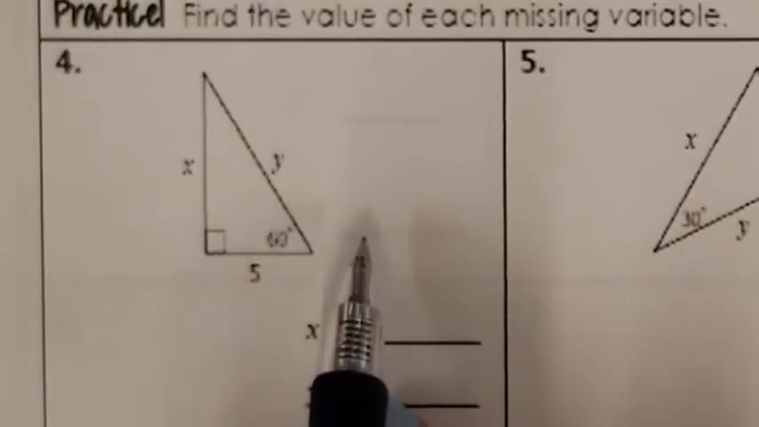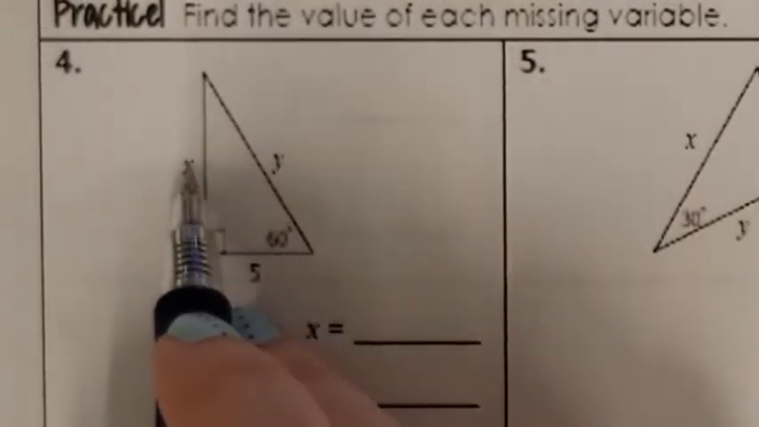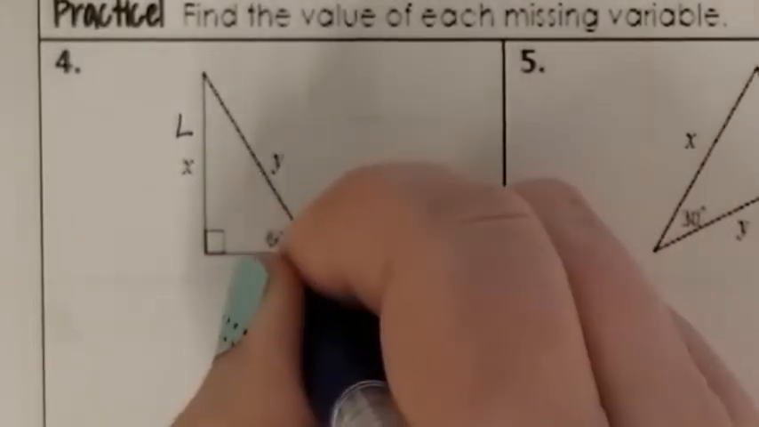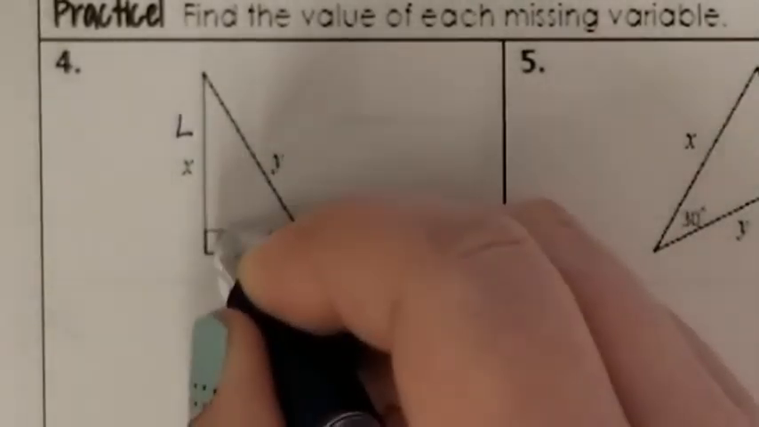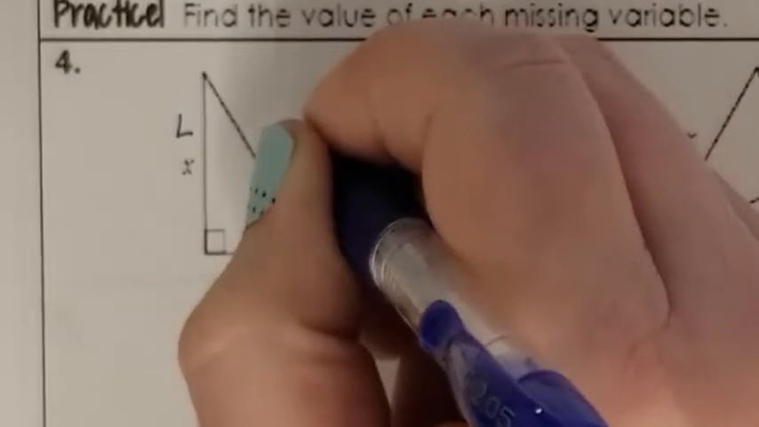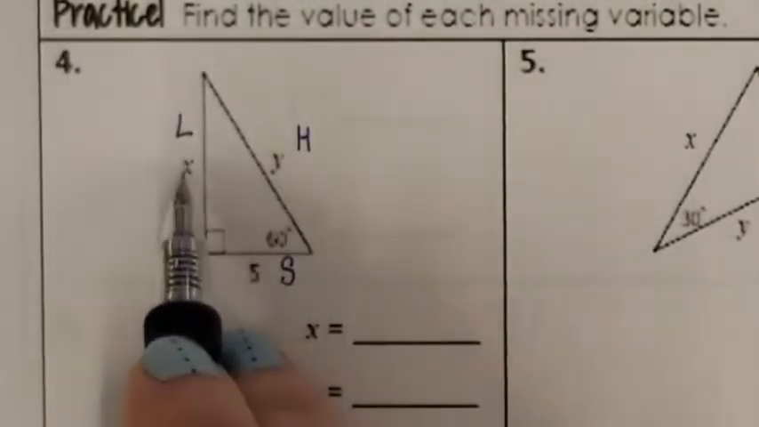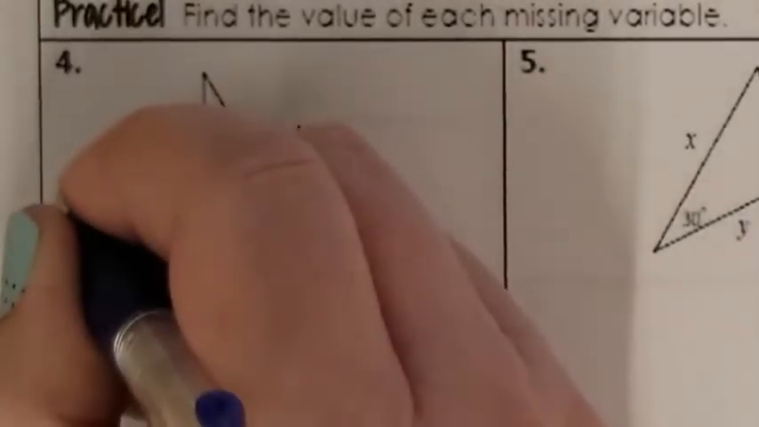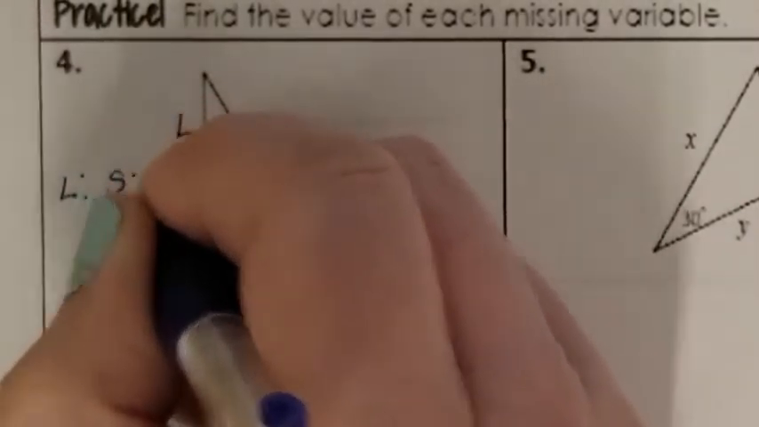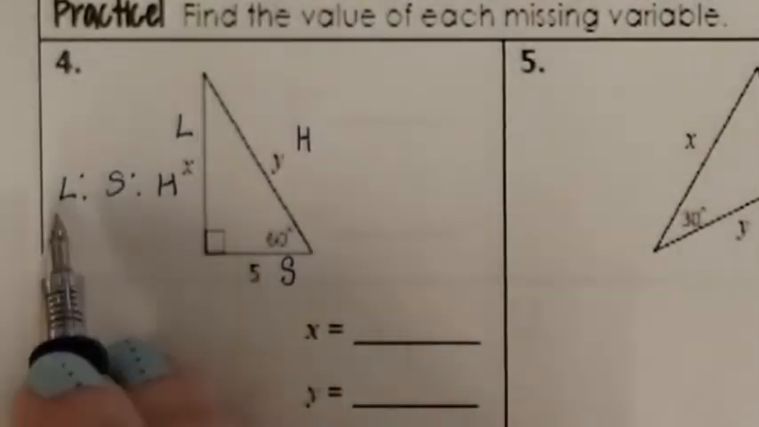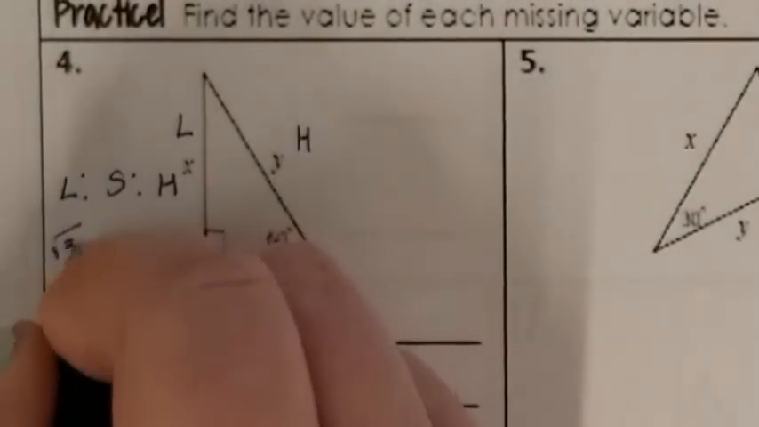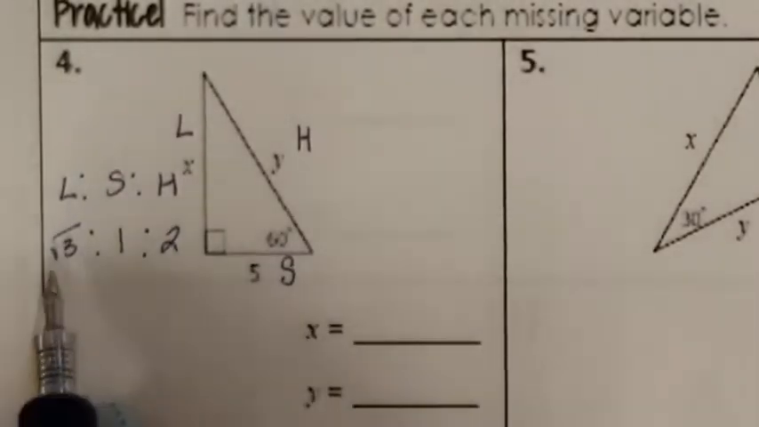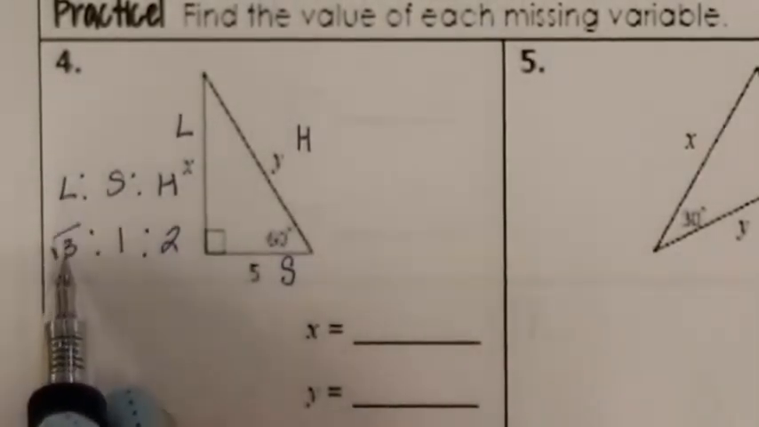So looking at this problem, my 60 is immediately across from the longer leg, which meant this has to be 30, which meant my 5 is my shorter leg, and immediately across from the 90 is going to be my hypotenuse. So I need to figure out my x and my y. I only know my short. So I have my long to short to hypotenuse ratio. My long leg is root 3. My short leg was a 1. My hypotenuse was a 2. These are my ratios. Do I know my actual long leg?